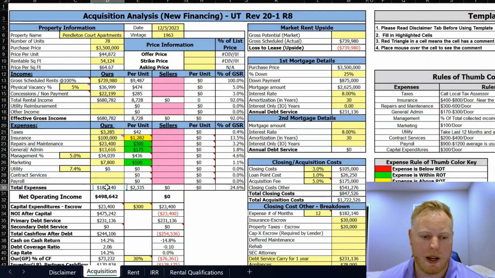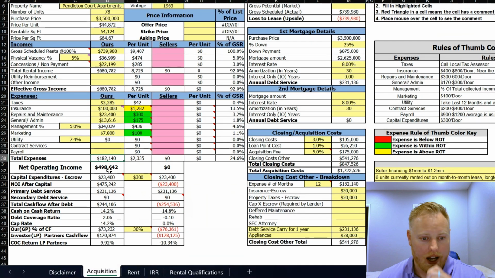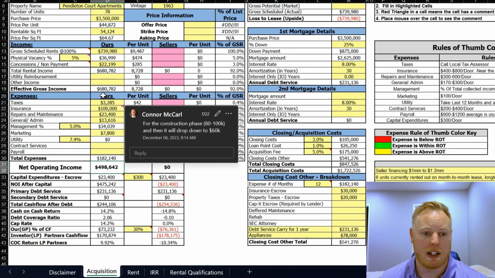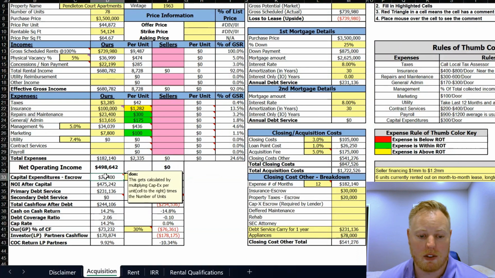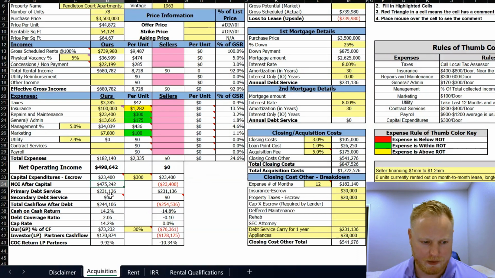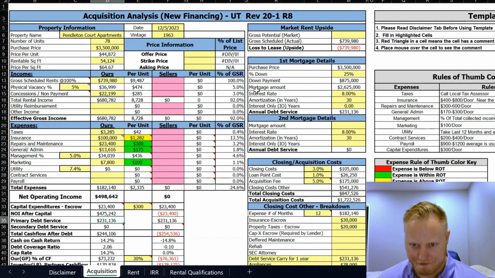Nothing here. Total expense is $182,000. You subtract those two, effective gross income minus total expenses, and you get net operating income of $498,642. This is capital expenditures, escrow accounts. That's just one of the things that we have in doing that. Just keep in mind, net operating after capital, just subtract the two. This is the debt service. We'll go over the debt service right now and look at that.